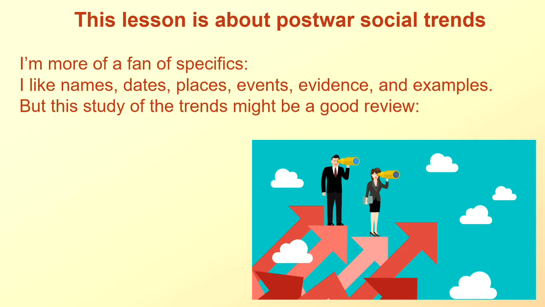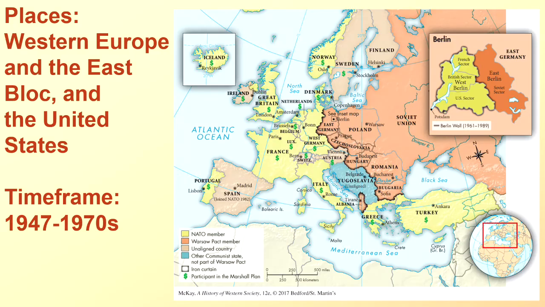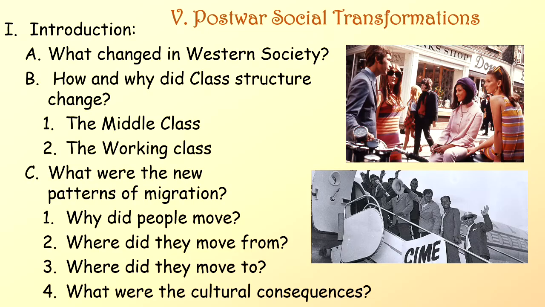This particular lesson is about post-war social trends. I'm more of a fan of specifics. I like names and dates and places and events and evidence and examples. But this study of the trends of the late 20th century might be a good review of some of the things that we've been studying all along. Places: Western Europe and the East Bloc, and even the United States. And the time frame is about 1947 to about the 1970s.